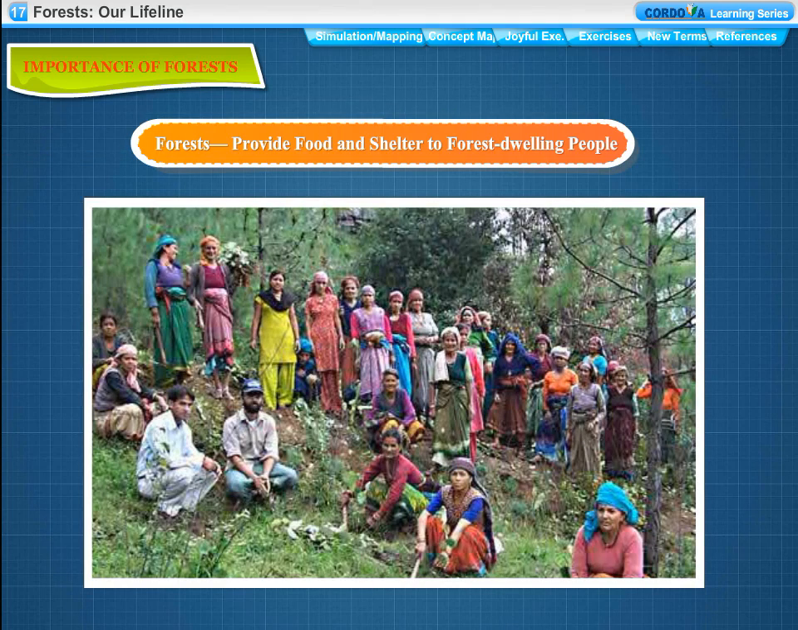Forests provide food and shelter to forest-dwelling people. Many tribal people of our country live in forests. The forests provide them with food, shelter, water and medicines.